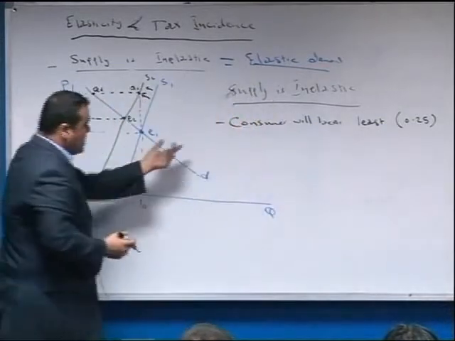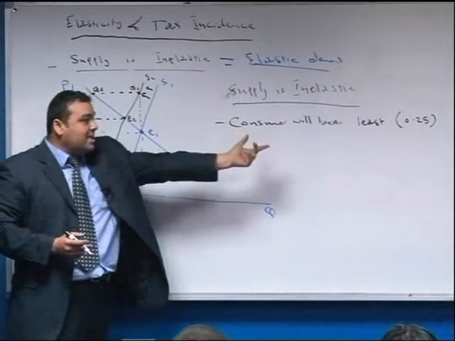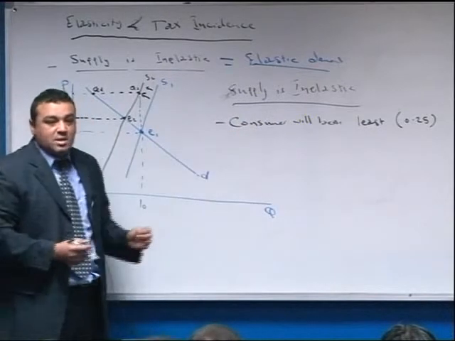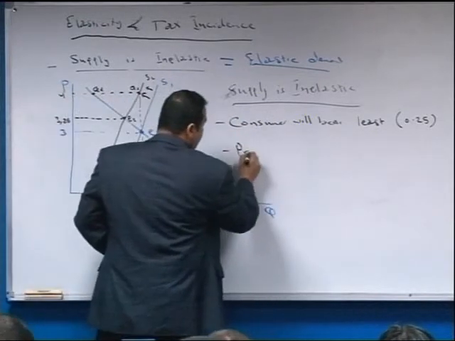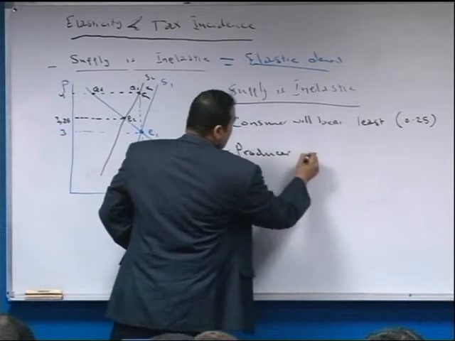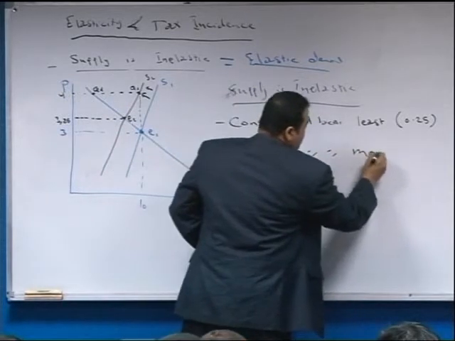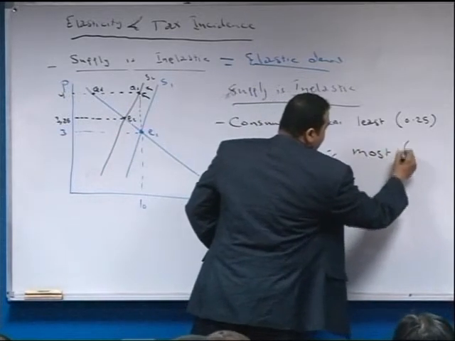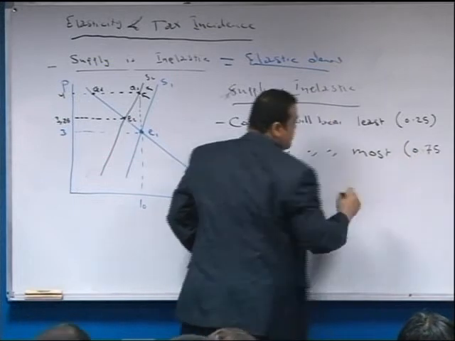So, as you see, in this case, the consumer will bear the least of the tax burden by 0.25, and the producer will bear the most of the tax burden by 0.75. Right?